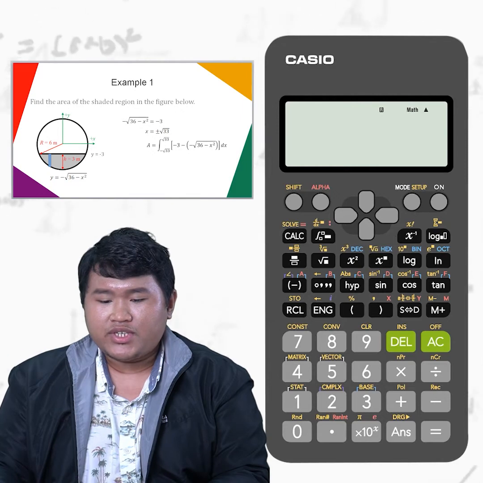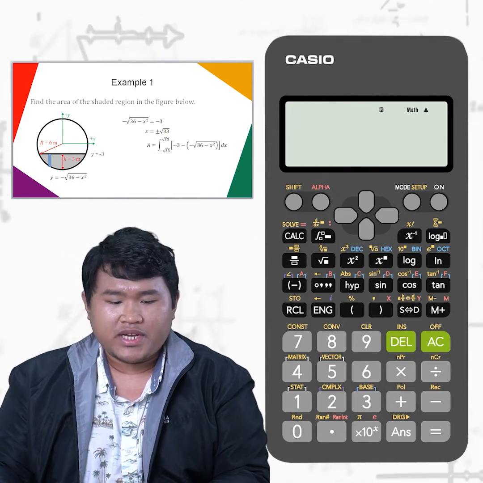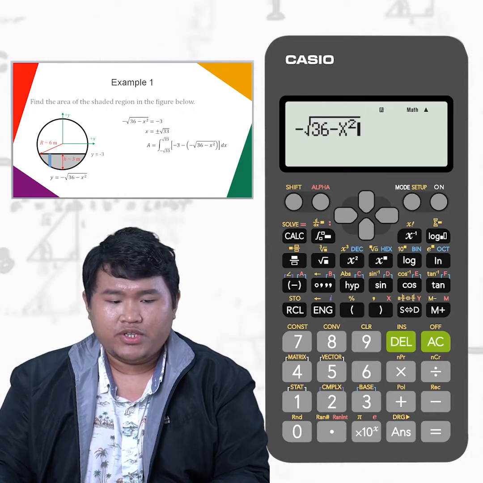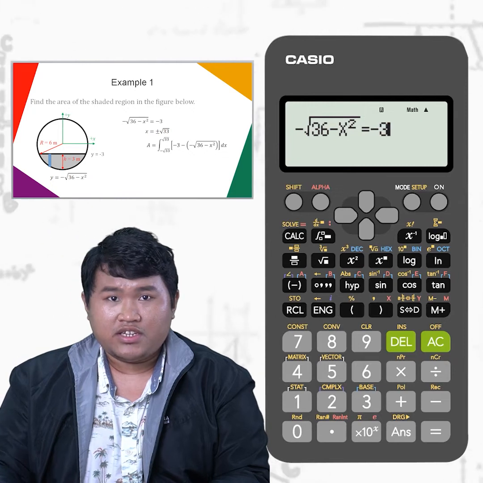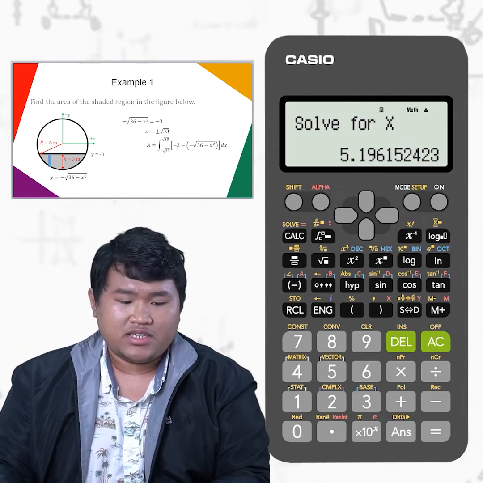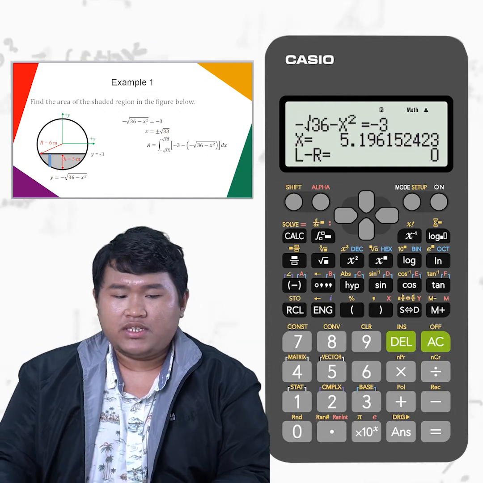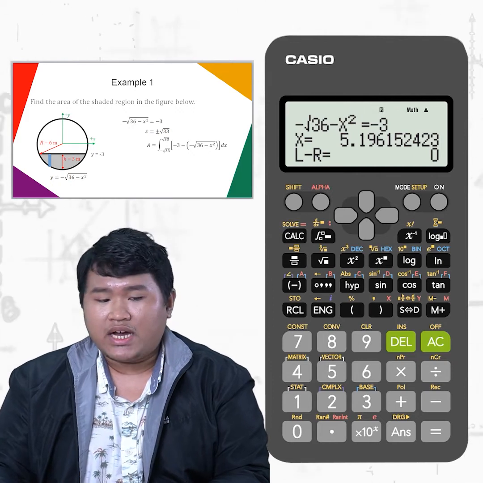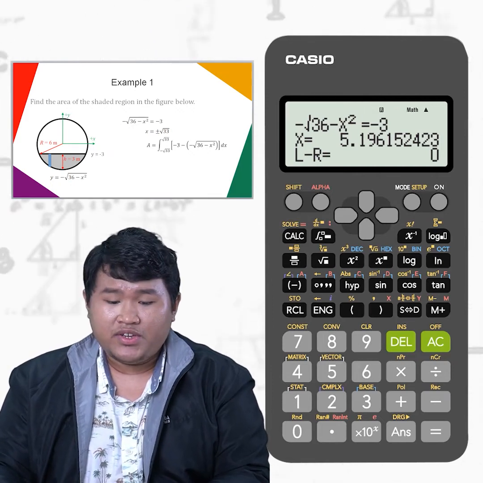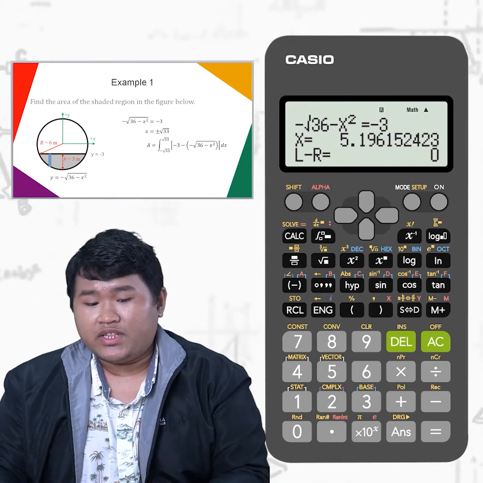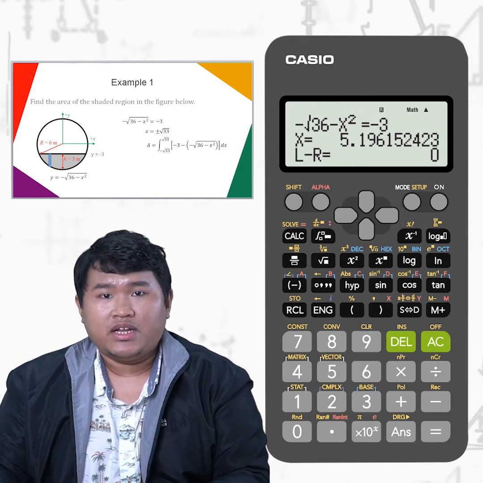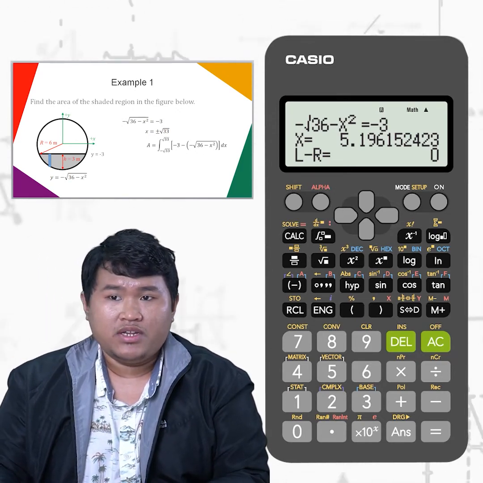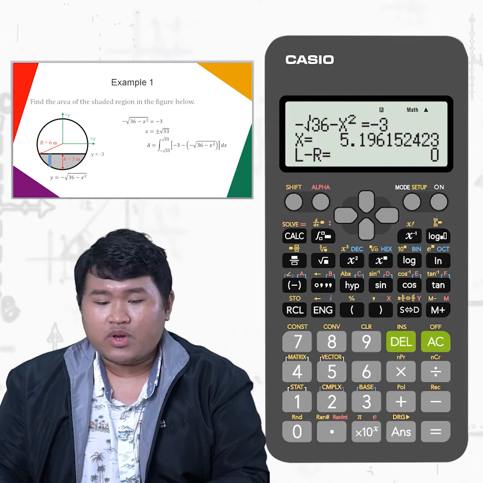Now let's solve the intersection of this line and the circle. So we type negative square root of 36 minus x squared, alpha equals negative 3, and then shift calc. We have this input value of x. Let's press 4, and then let's press equals. We do the shift solve, and then we get this value of x, which is 5.19615. And because in the figure it's symmetric, we get the minus sign of it. So we have negative 5.19615 as the other root of this equation. So here, x is plus or minus 5.1961, or in exact value, plus or minus square root of 33.